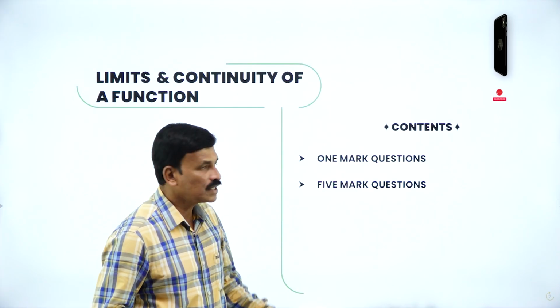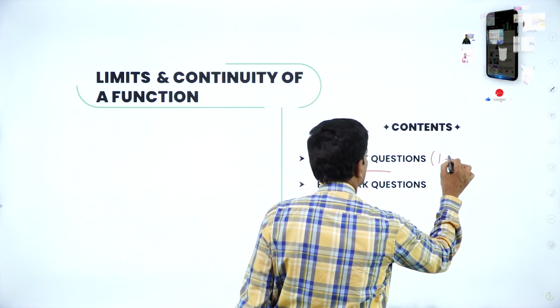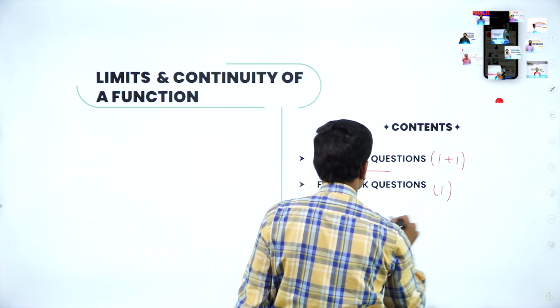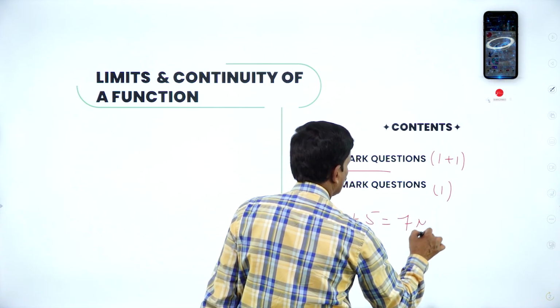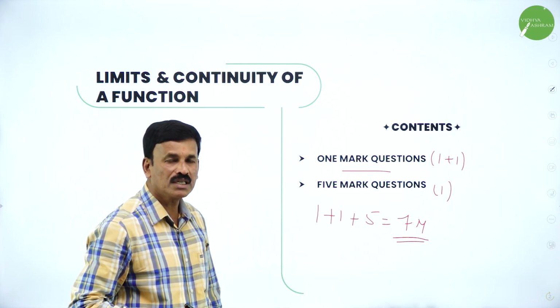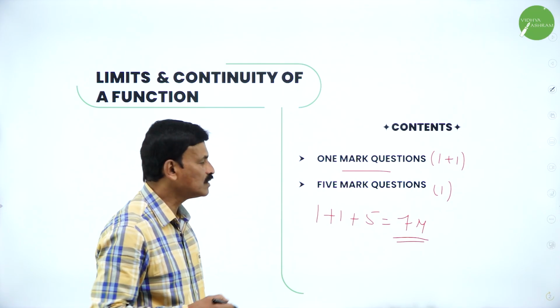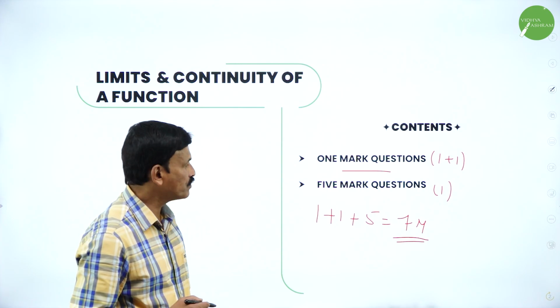Now, in this chapter, you are going to get one 1-mark question, one 2-mark question and one 5-marks question. So, totally 1 plus 1 plus 5, that's equal to 7 marks. The weightage for this chapter is 7 marks. So, 1 MCQ, 1 fill in the blanks and 1 5-marker question. So, let us move on to the 1-marker question first.